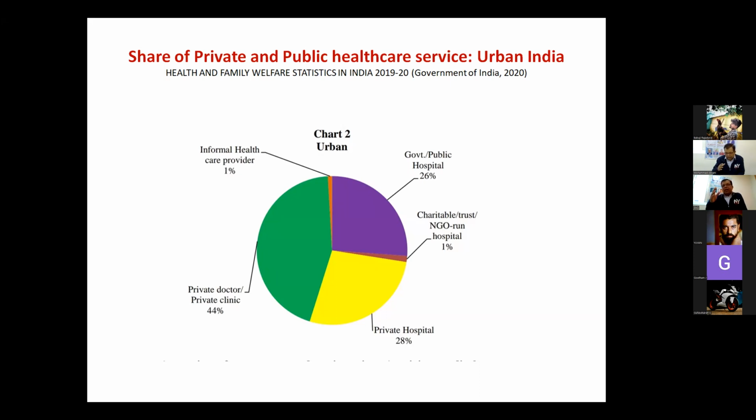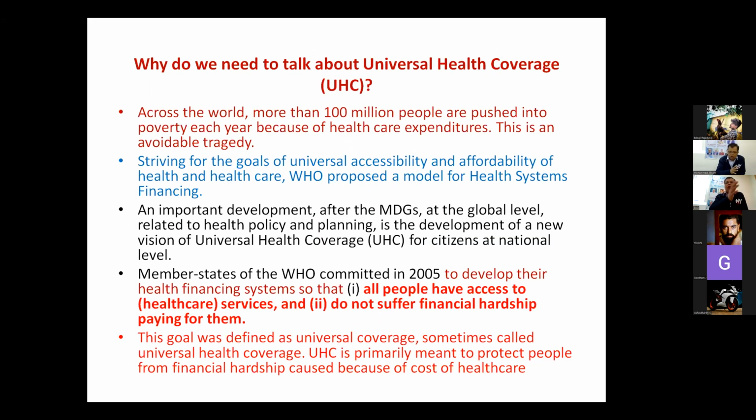Because we can see that the presence of private hospitals is increasing. Rather, they are having almost 70% to 75% presence, and that is also largely considered as privatization of healthcare. So now we got an idea about the health expenditure part.